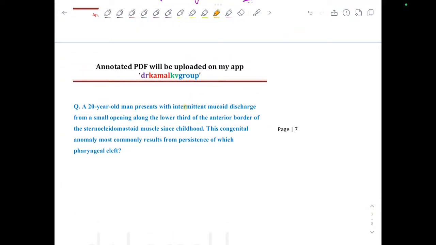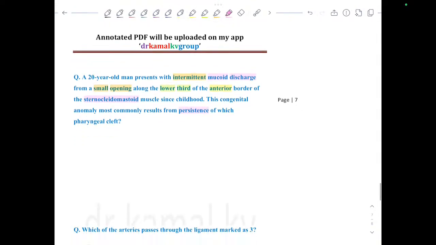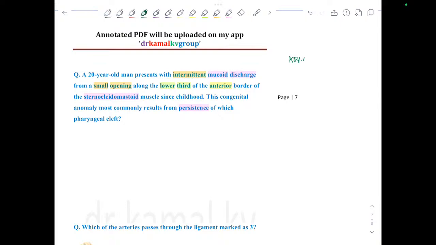A 20-year-old man presents with intermittent, meaning off and on, mucoid discharge, something related to mucus, and there is a small opening along the lower third of the anterior border of the sternocleidomastoid muscle, and this is since childhood. This is because of persistence of which pharyngeal cleft? Let us write the keywords first so that we can reach the diagnosis. There is intermittent, meaning on and off, sometimes it is there, sometimes the patient feels normal.